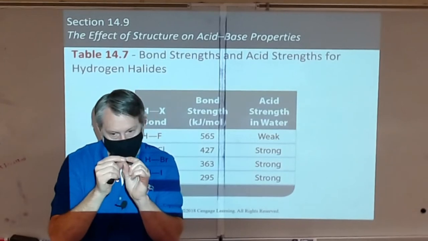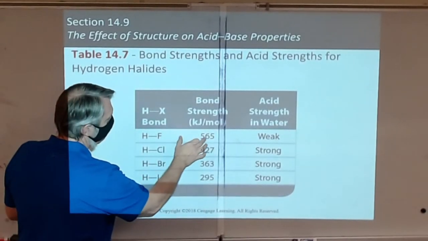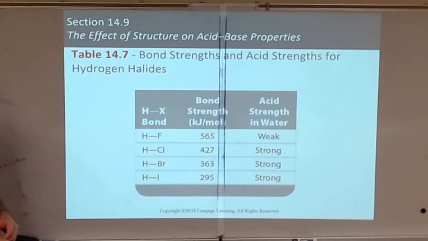Fluorine's little baby, hydrogen's little baby, they get really close together. And even though they're only +1, they're still close enough together, holding tight enough together that water's not going to break them up, because water's really big in comparison. So these two can get really close together. They can have a high bond strength. It's going to be a weak acid.